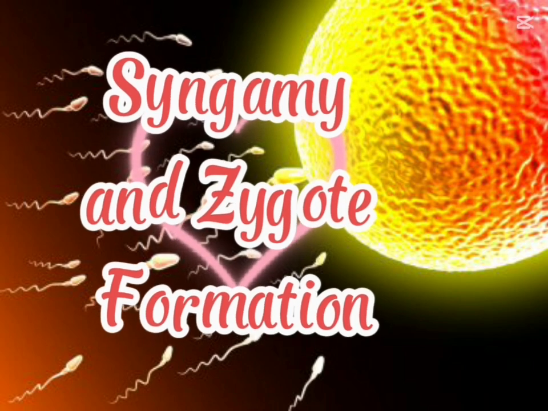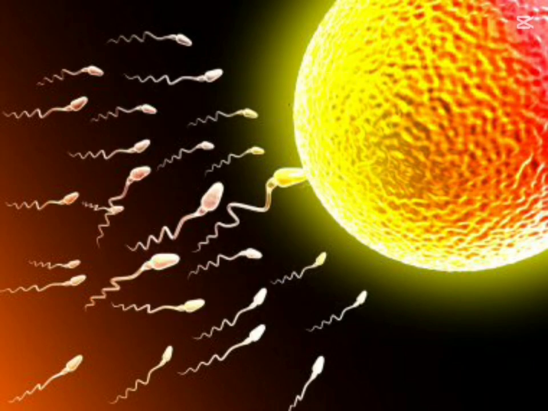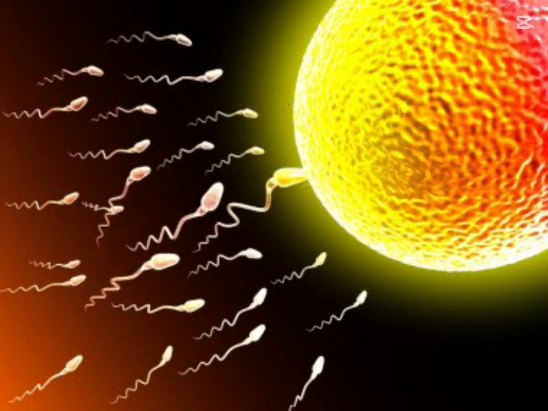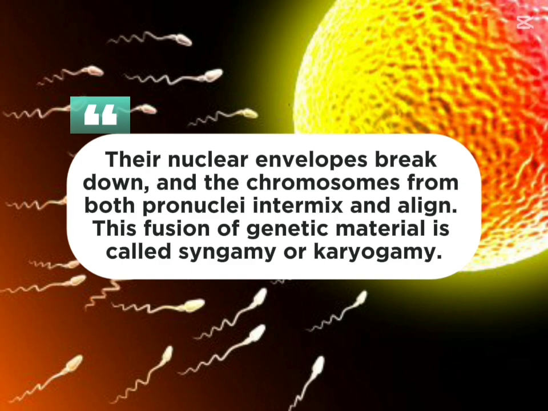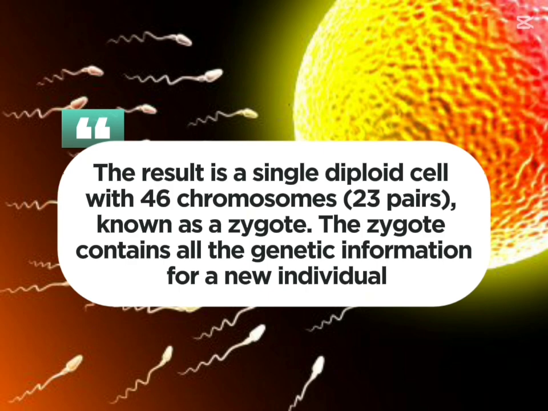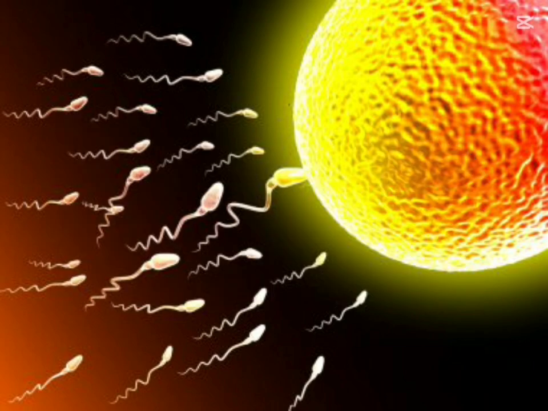Syngamy and zygote formation. The male and female pronuclei migrate towards each other in the center of the egg. Their nuclear envelopes break down, and the chromosomes from both pronuclei intermix and align. This fusion of genetic material is called syngamy or karyogamy. The result is a single diploid cell with 46 chromosomes, 23 pairs, known as a zygote. The zygote contains all the genetic information for a new individual.